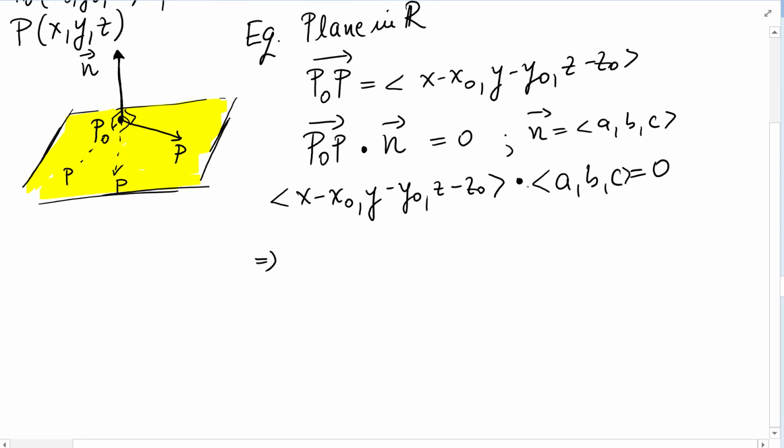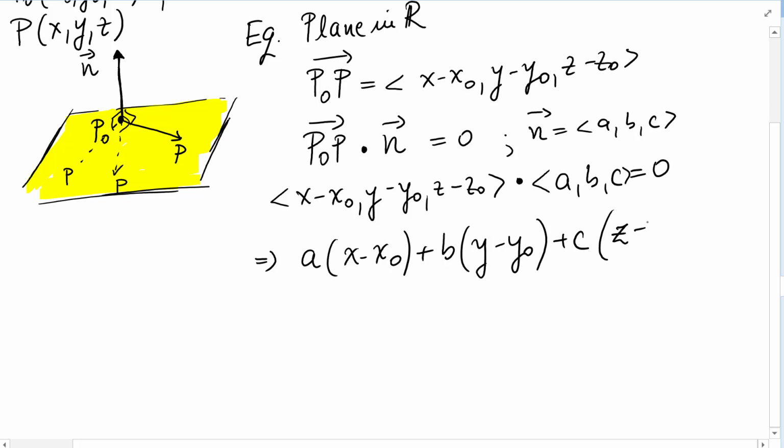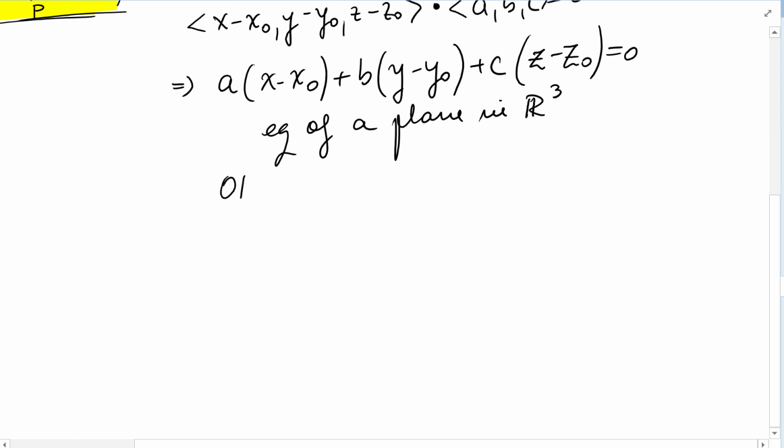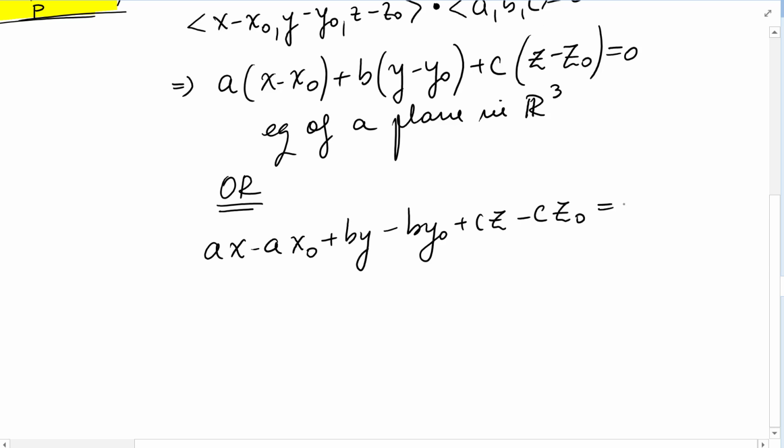We know how to do the dot product, and we get A times (x minus x0) plus B times (y minus y0) plus C times (z minus z0) equals 0. This is the equation of a plane in R3. But we can also open up the parentheses and expand, so we get Ax minus Ax0 plus By minus By0 plus Cz minus Cz0 equals 0.